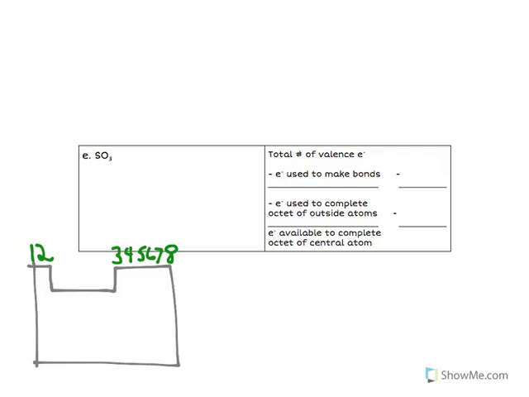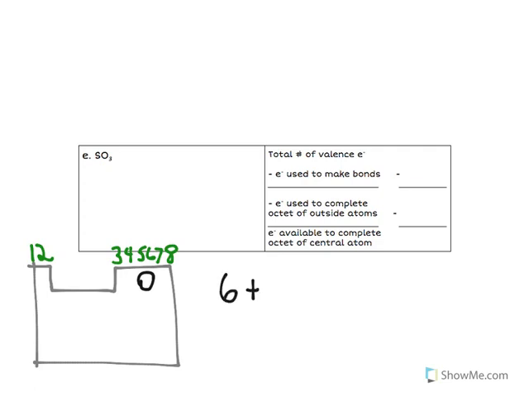So what we're going to do here is draw the Lewis dot structure of SO3. In order to draw the Lewis dot structure of SO3, I need to count the total number of valence electrons. I look on the periodic table, and first I find sulfur. Sulfur is located right around here, and it has 6 valence electrons.